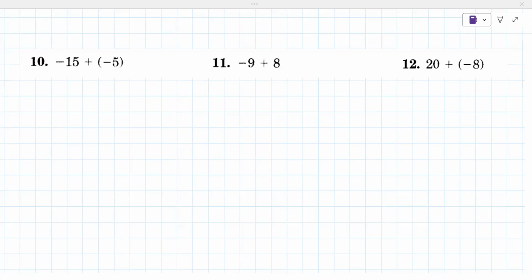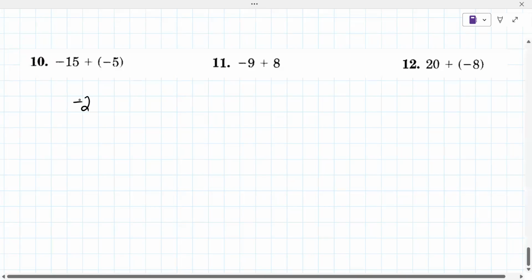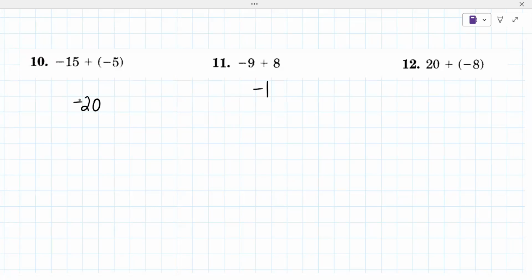-15 plus -5 should be -20. -9 plus 8 would be -1. And then 20 plus -8 should be 12.